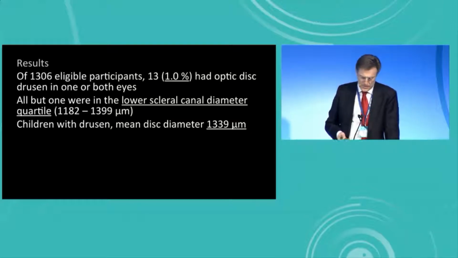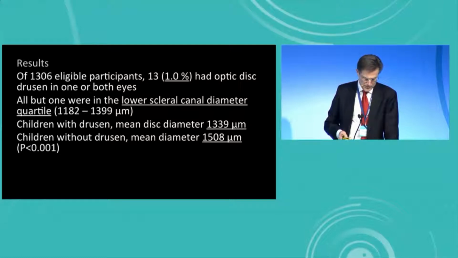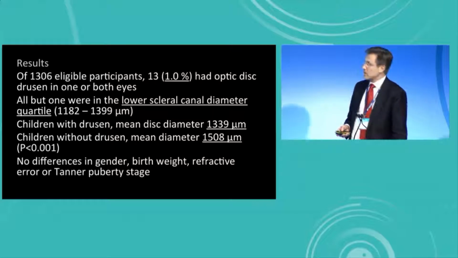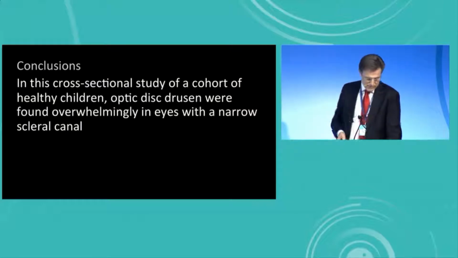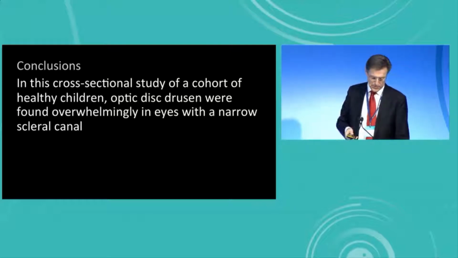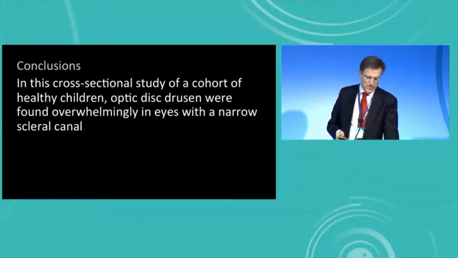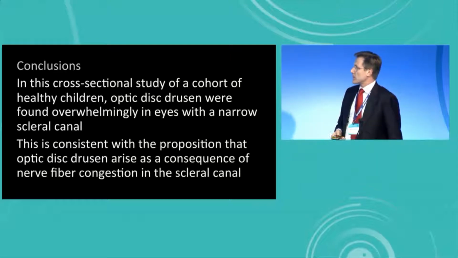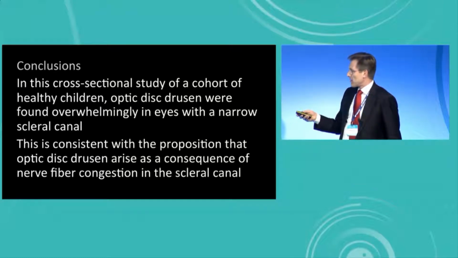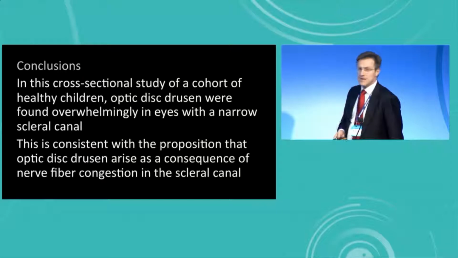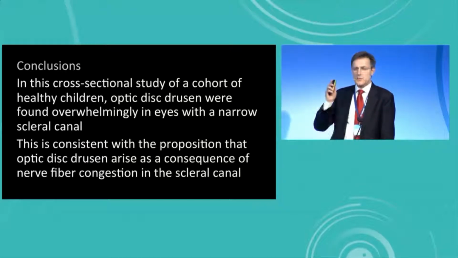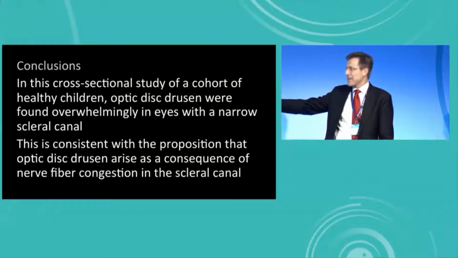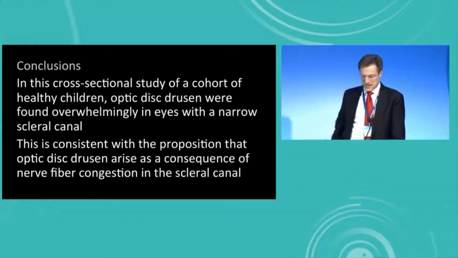Children with drusen had a mean disc diameter of 1,339 micrometers; those without drusen, 1,508. There were no differences in age, birth weight, refractive error, or Tanner puberty stage. In conclusion, in this cross-sectional study of a cohort of healthy children, optic disc drusen were found overwhelmingly in eyes with a narrow scleral canal. This is consistent with the proposition that optic disc drusen arise as a consequence of nerve fiber congestion in a narrow scleral canal. This was just one example of how you can dig deeper and find more answers in the optic nerve head, as we have also seen in the other presentations.